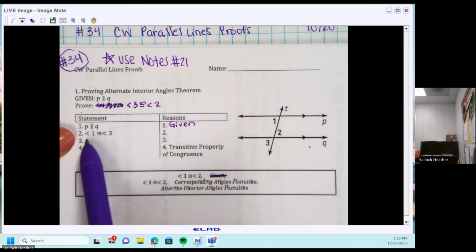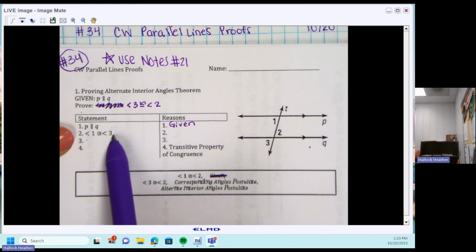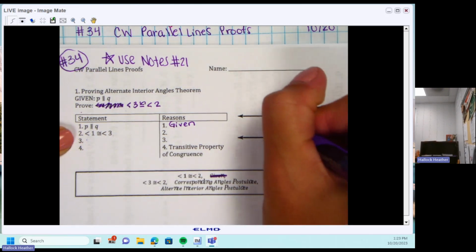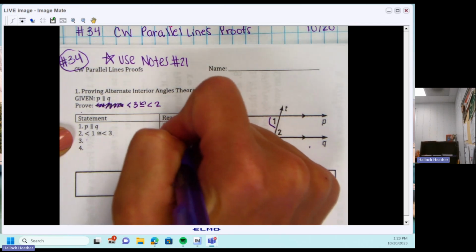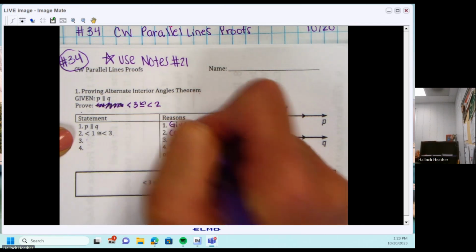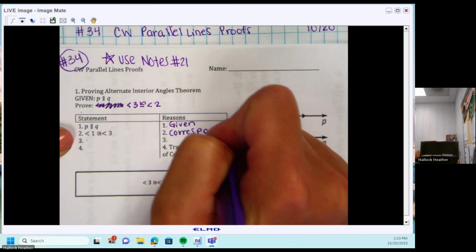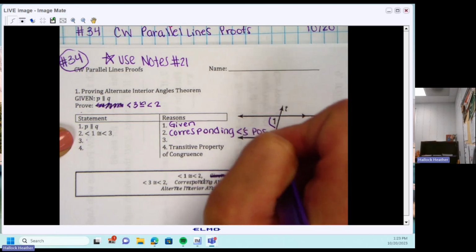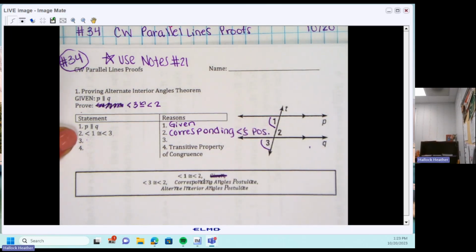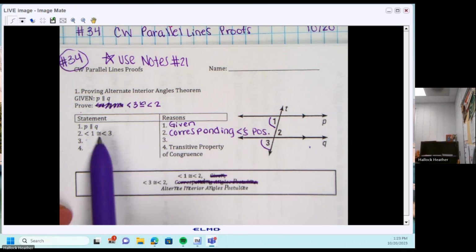Angle 1 is congruent to angle 3. So if I look, I'm talking about angle 1. Those are corresponding angles. This is why it's important you know the vocabulary, because this will 100% be on your EOC. Yes, you can abbreviate, that's fine. So I'm going to cross out corresponding angles because I know those 2 angles are corresponding.